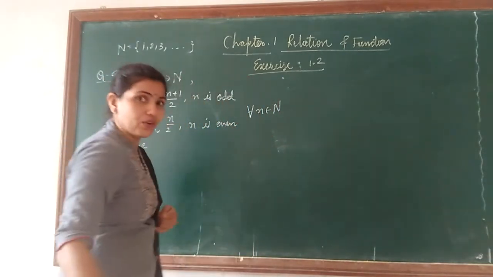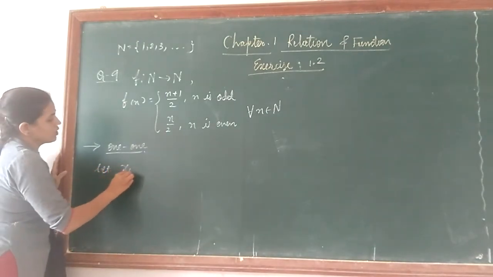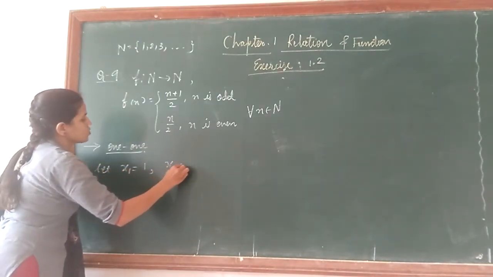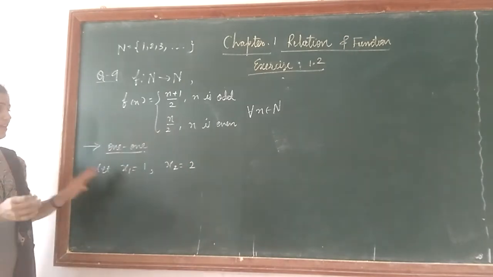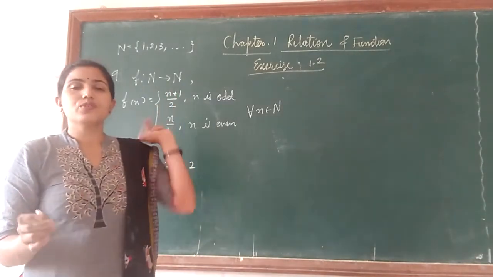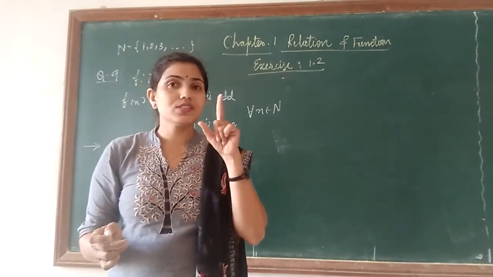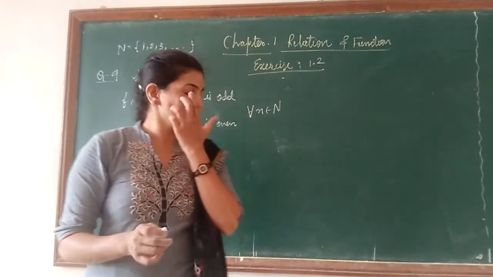So we have to write down in this form. Let x1 equal 1 and x2 equal 2. You can even take x1 equal to 3 and x2 equal to 4. Two consecutive numbers: 1, 2, then 3, 4, then 5, 6. You can find the same image for these two numbers.